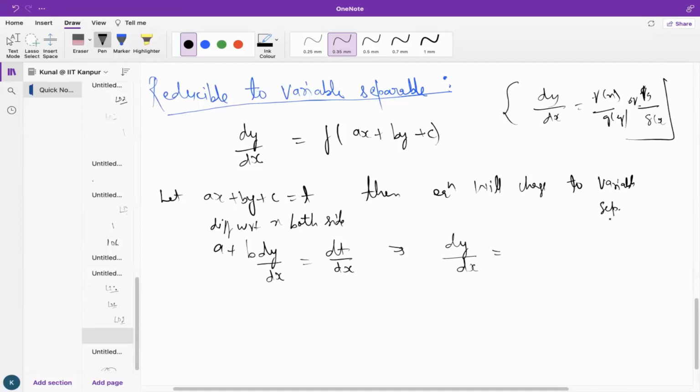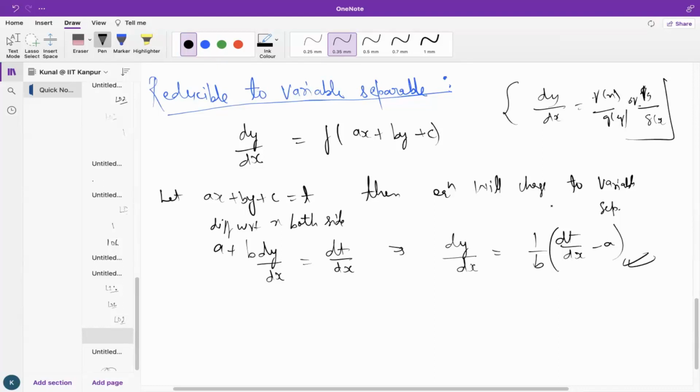That implies dy by dx is equal to, we just have to write dy by dx, right? So what we will get is dt by dx minus a, and then there will be 1 by b. So this is our dy by dx, which we have to substitute. Okay, so this is what we have to do.